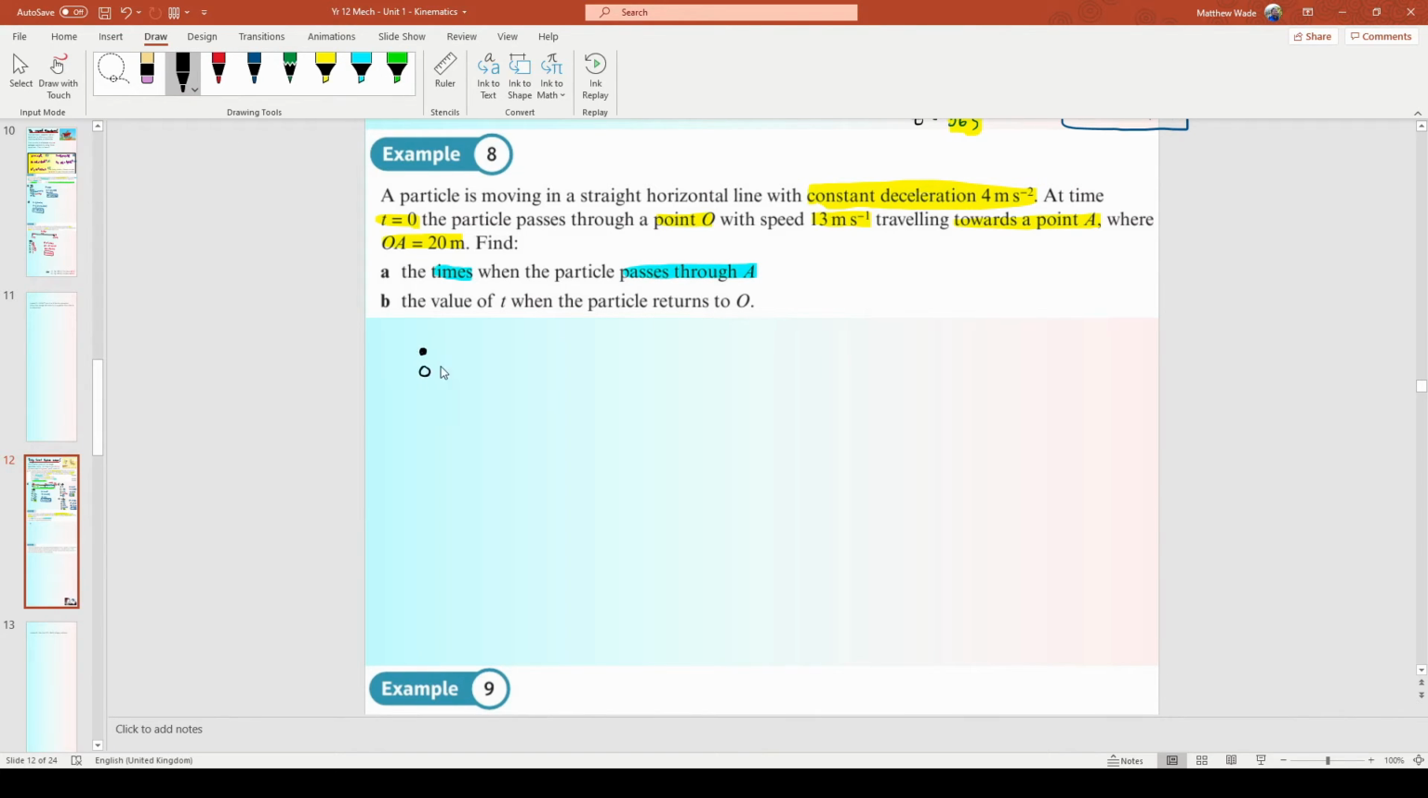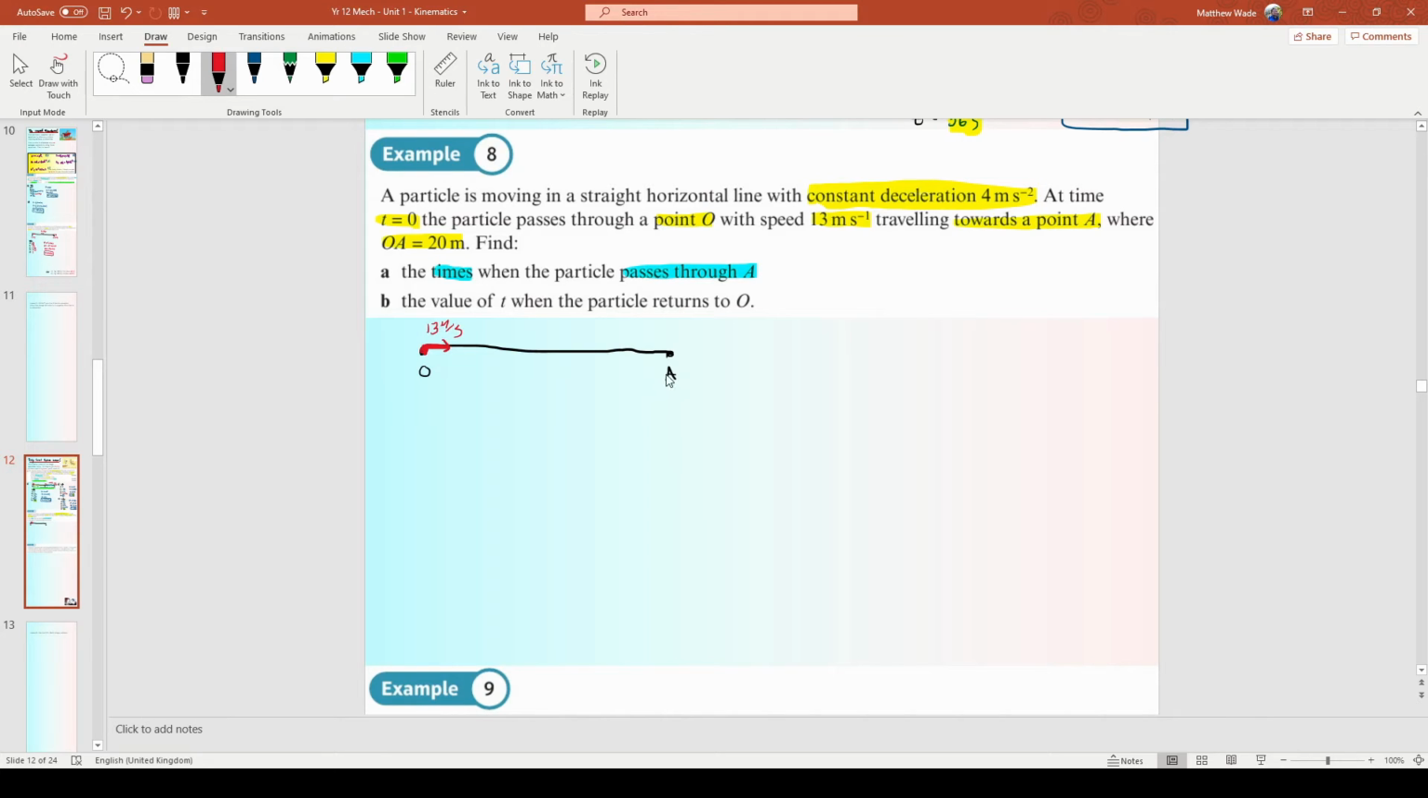We've got O, we've got A, and a picture is going to help in this one, because it's a little bit fiddly, isn't it? Okay, if it wasn't fiddly, I wouldn't draw a picture, but this one is fiddly. Now here, what do we know? Well, we know at O, it's got speed 13. I'm not going to call that U or V or anything yet, because I'm not quite sure what I'm doing yet. 13 meters per second.